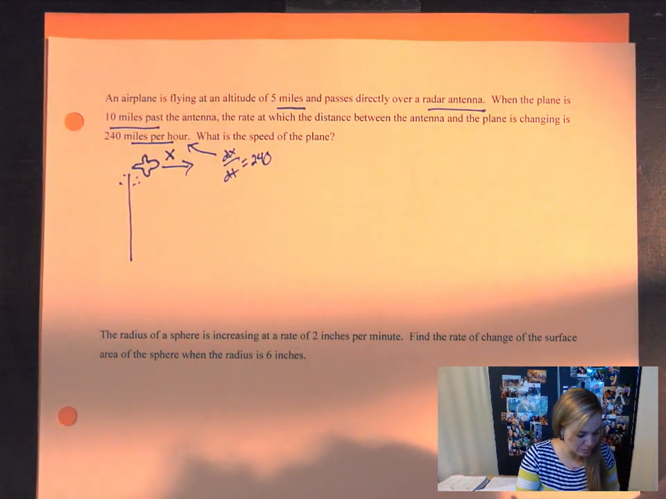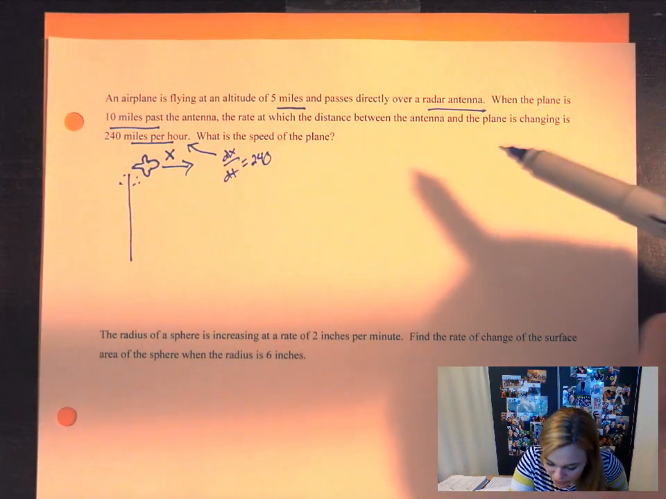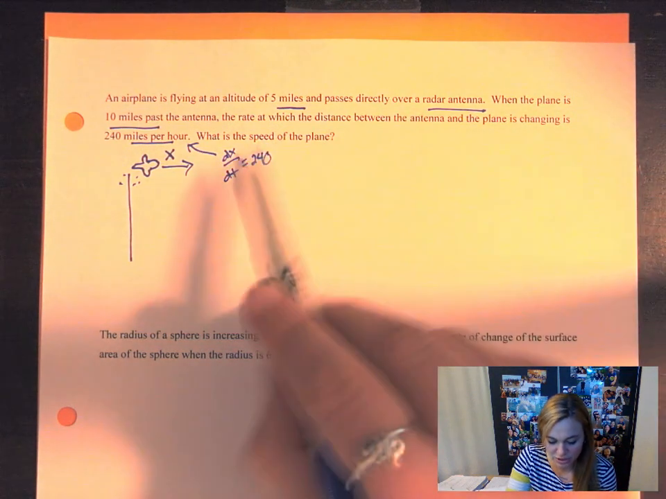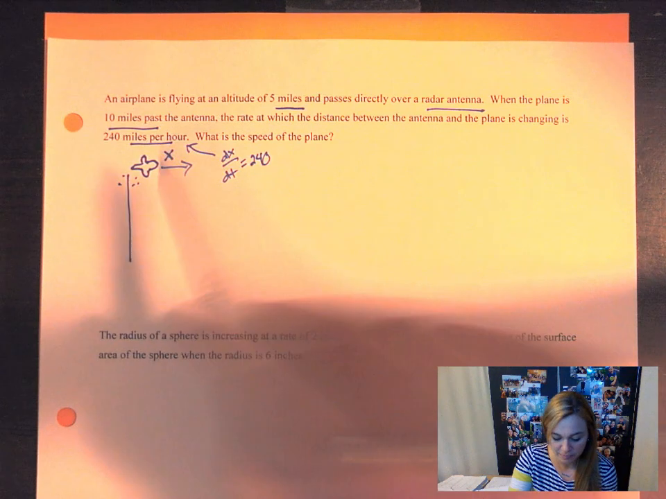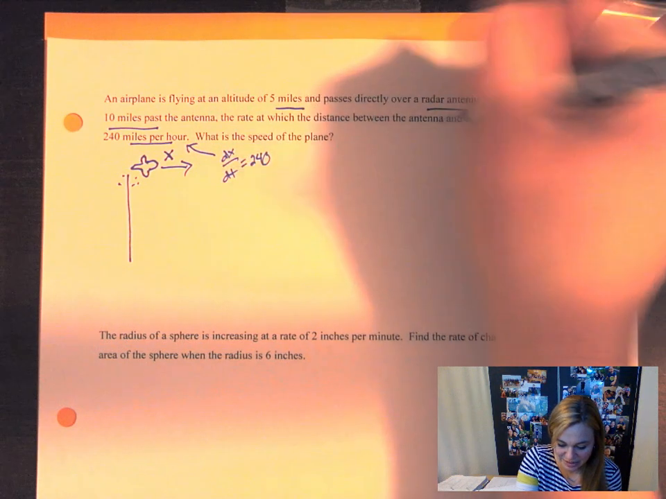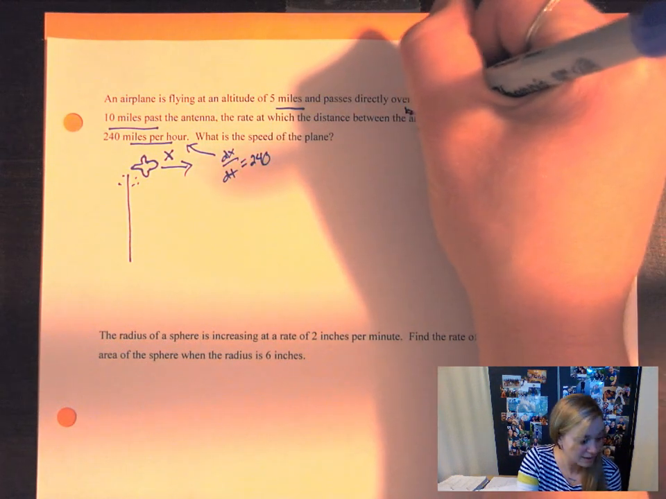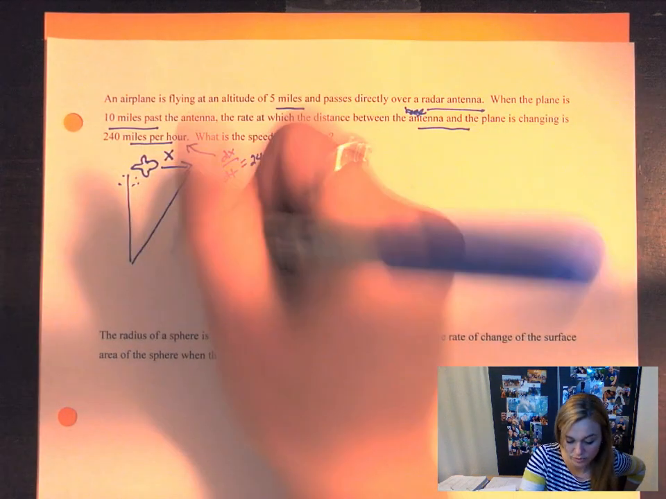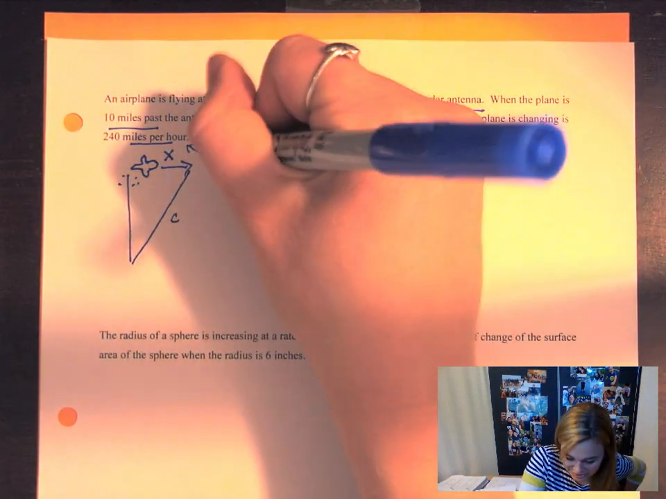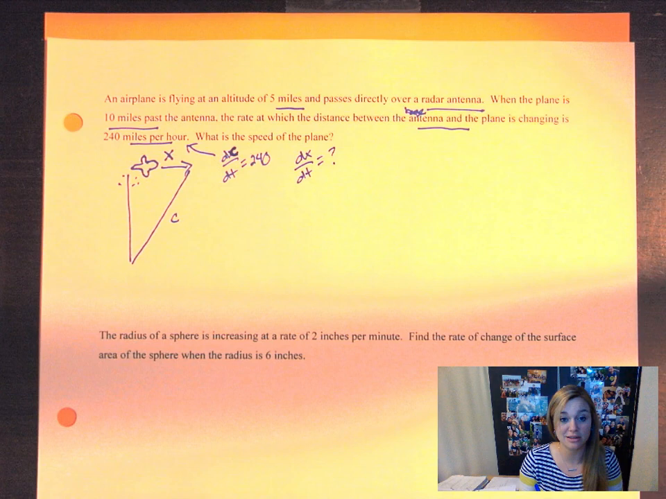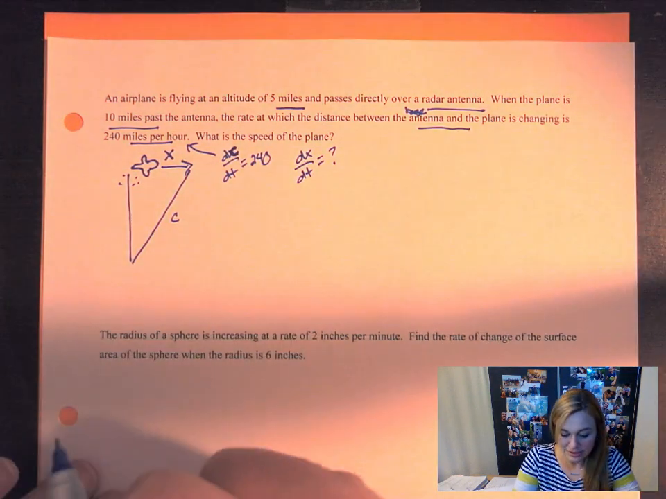What is the speed of the plane? In this one, it says the rate at which the distance between the antenna and the plane is changing. I guess I should say this a little bit differently. Because we're talking about the speed of the plane, this would be the speed of the plane up here. The question isn't super clear though. The distance between the antenna and the plane, meaning the base of the antenna and the plane, is changing. So whatever this would be, let's call this C. So dc dt is 240. I want to find out dx dt, because that would be the speed of the plane. Okay, let's keep doing this.